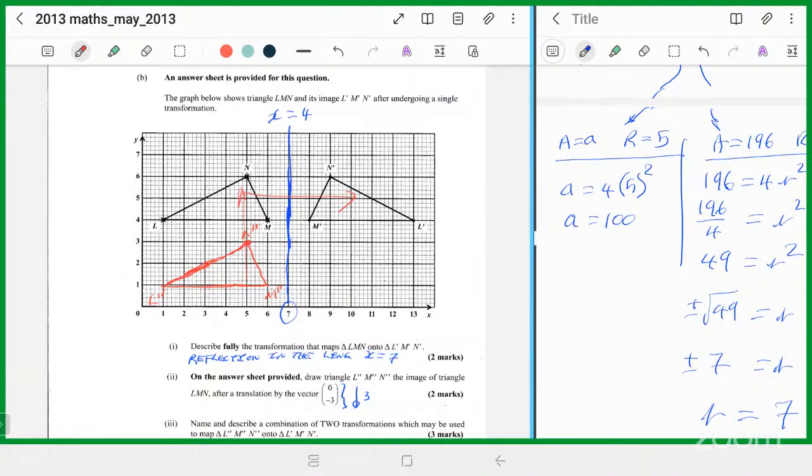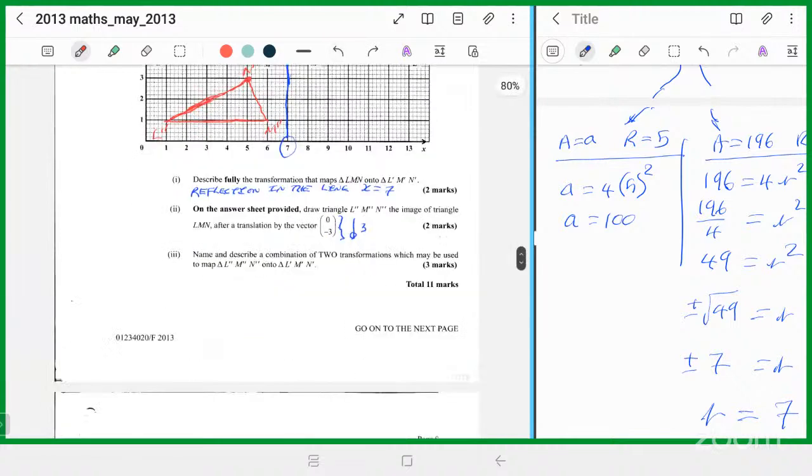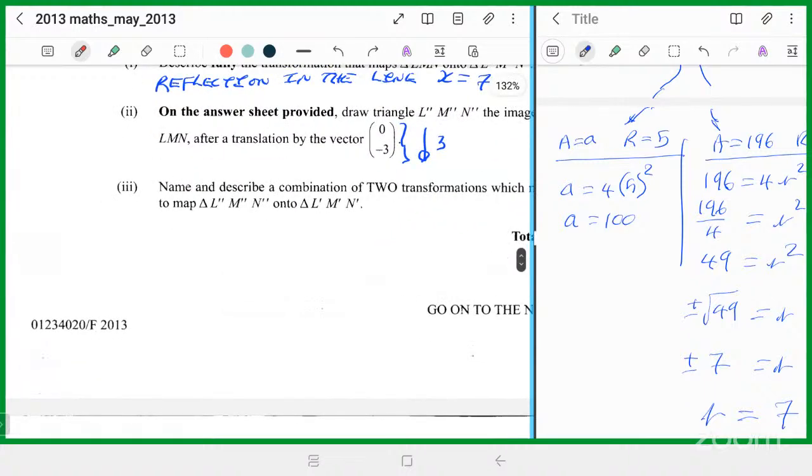It doesn't matter which one comes first. I could do the reflection first, then the translation. A combination, a glide reflection. Note the translation direction is parallel to the mirror. That's why it's a glide reflection. So I'm going to say glide reflection.